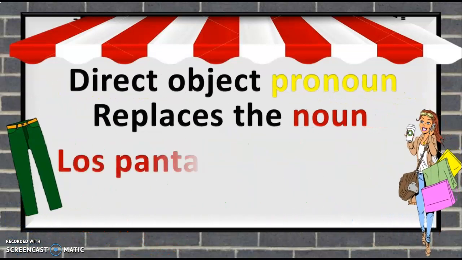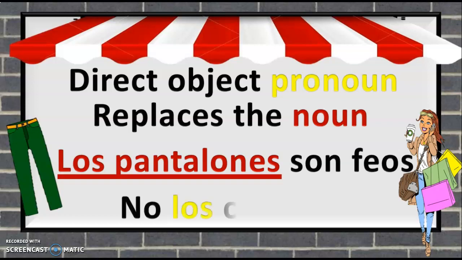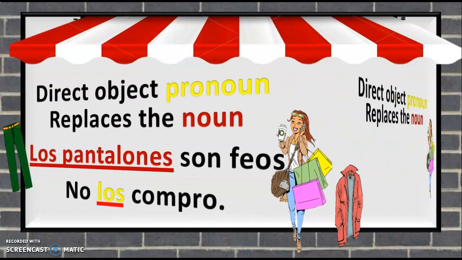Here's another example. Los pantalones son feos. Los pantalones could be replaced as a direct object, and we could say no los compro. I'm not going to buy them. No los, no, them I buy. No los compro.